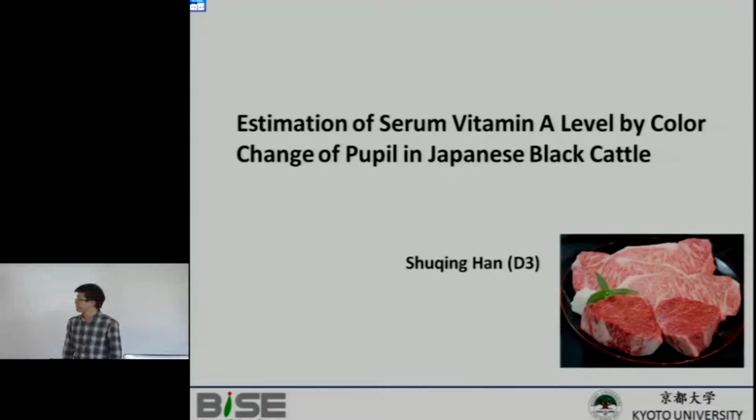And today my topic is estimation of cattle vitamin A level by color change of pupil in Japanese black cattle. Maybe as you all know, the cattle group's objective is to estimate vitamin A level by observing the change of the cattle's eye to produce high quality beef. Today I only focus on the color.